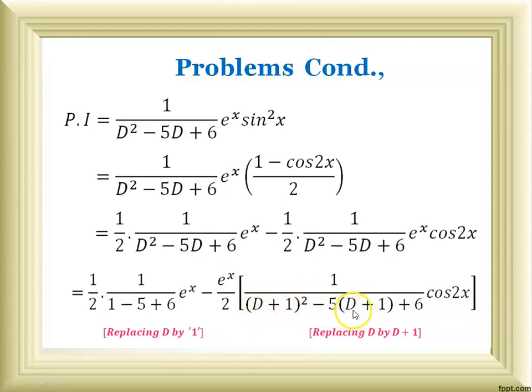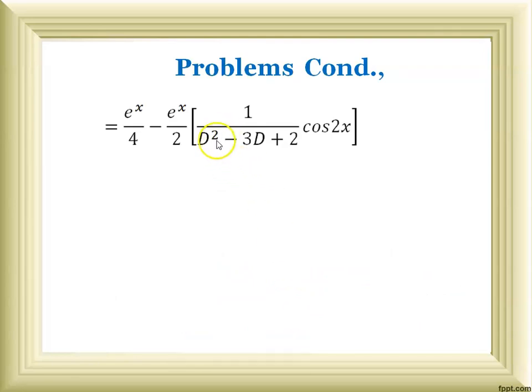Here I am multiplying this minus 5 inside. I will get minus 5d minus 5 plus 6. Through simplification, it will give d square minus 3d plus 2. So after that I am having only cos 2x. This comes under the second type. Here I need to make a replacement, d square by minus a square. Here a is 2. So therefore in place of d square, I need to replace minus 2 square.